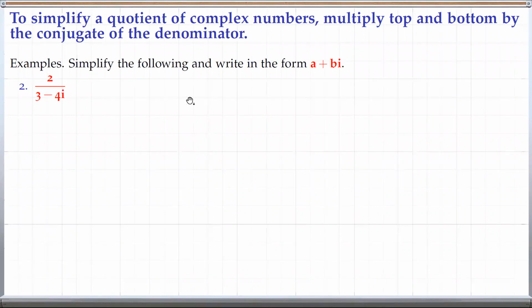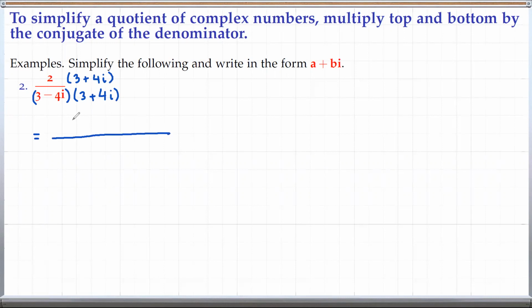Here is the next example. We want to divide 2 by 3 minus 4i. Again, we can use the same trick. So we just need to multiply top and bottom by the conjugate of 3 minus 4i, which will be 3 plus 4i. So we simply multiply top and bottom by 3 plus 4i. Let's see what that gives us.